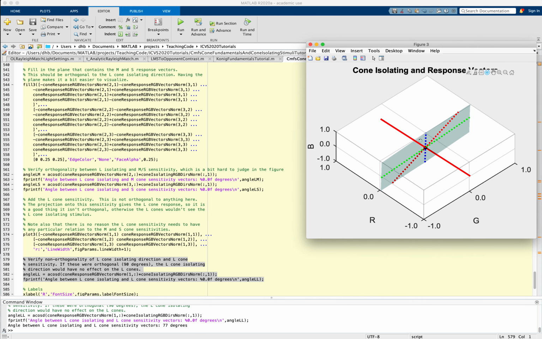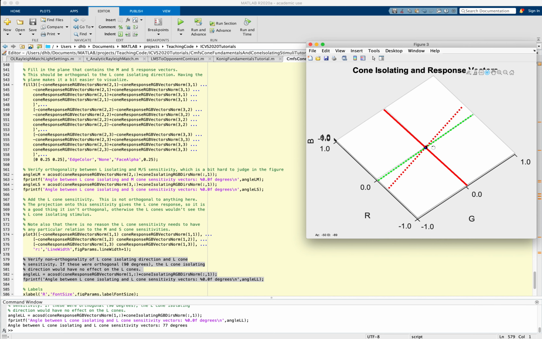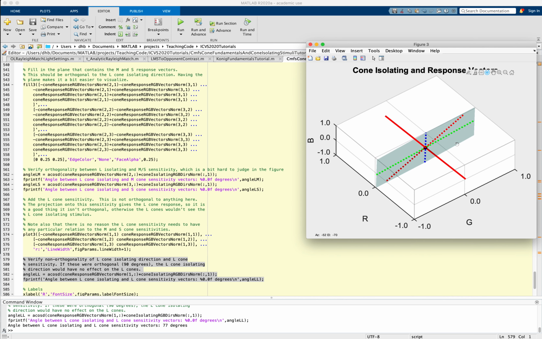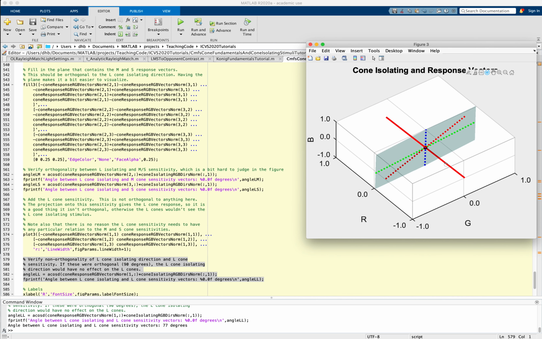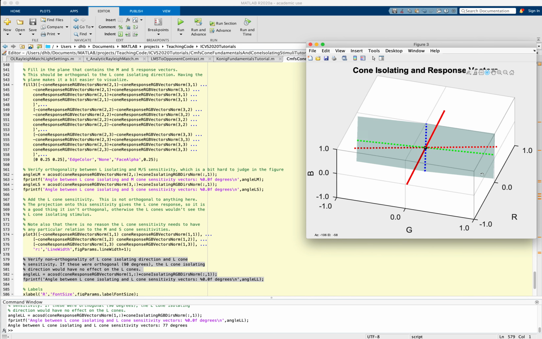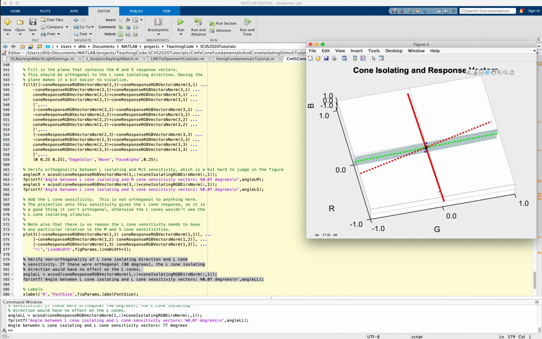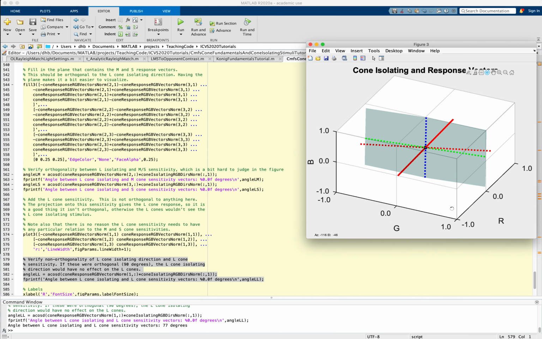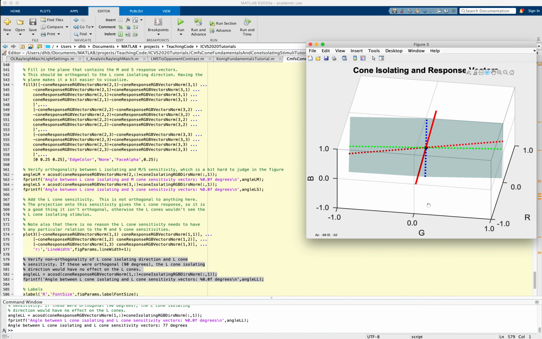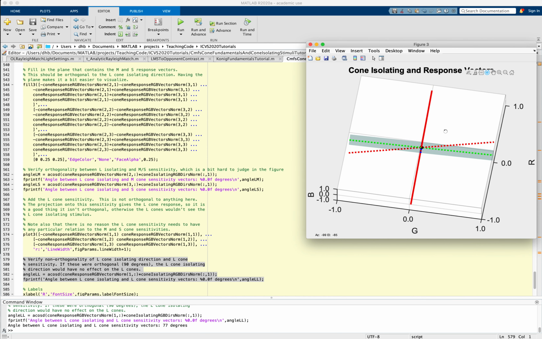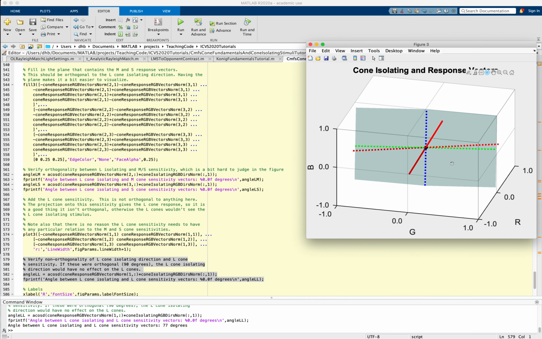And the key thing is that the L cone isolating direction is defined as orthogonal to the sensitivity vectors of the M and S cones. And that orthogonality has to remain true no matter how I transform color spaces, and it will as long as we transform the sensitivity and the isolating directions, the stimulus vectors, in the way I've described above. The L cone isolating direction doesn't have a necessary relationship to the L cone sensitivity vector, but what would be true is that, say, the M cone isolating stimulus vector would have to be orthogonal to both the S cone and the L cone sensitivity vectors. You can explore that on your own and check it out.